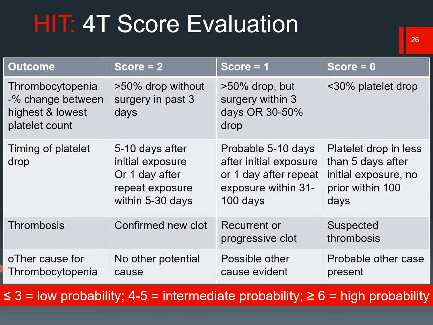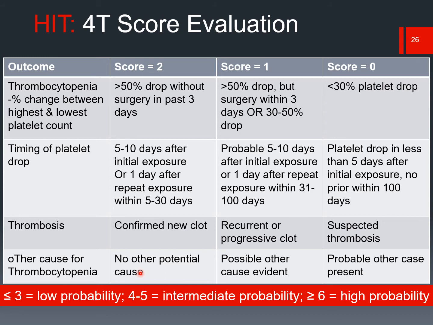And then the last T is other. So the T here is capitalized. Any other causes for thrombocytopenia will reduce that score. If they have no other cause for HIT or the thrombocytopenia, then they would have a score of 2. So no other cause will give them a higher score. Any possible cause will decrease that score.